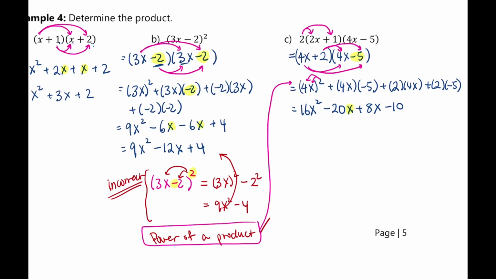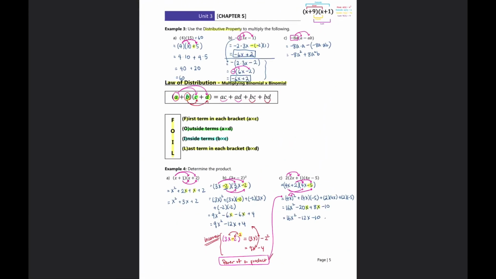We have like terms here, so we can simplify. We'll add the coefficients together. So we have 16x squared minus 12x minus 10. So this is it for 5.1.